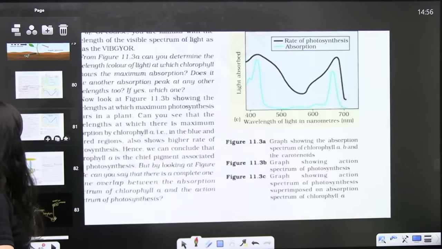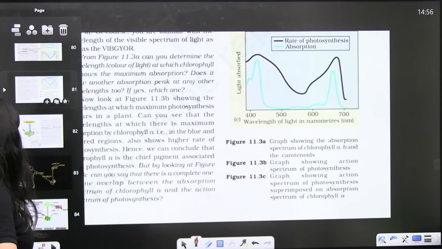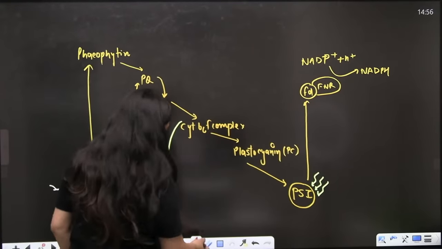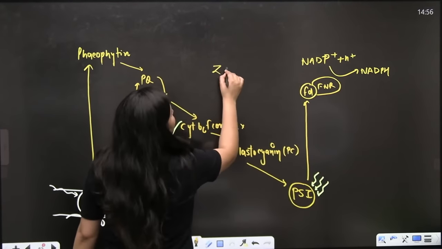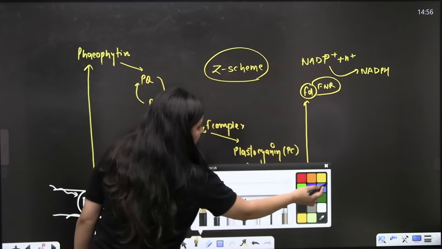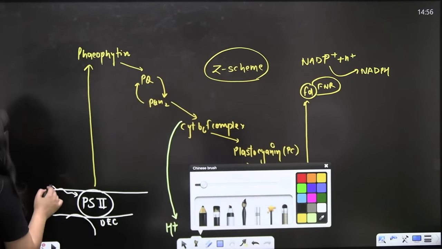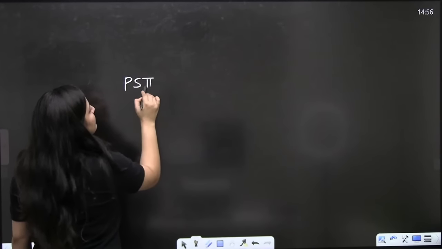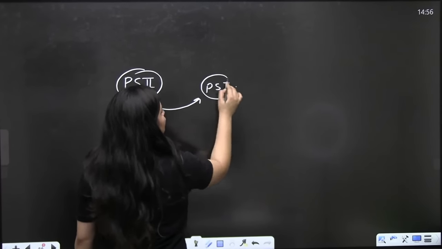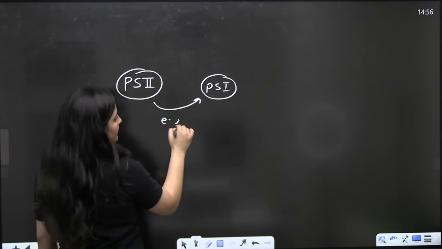First question. Second is based on PS1 and PS2. I have added the differences here. That is what you need to remember. And this is the Z scheme that I have added for you. Trust me, the Z scheme, Z stands for zigzag. It is very easy. Ultimately, you just need to remember that in the Z scheme, electrons are moving from PS2 to PS1. One thing, electron transport.